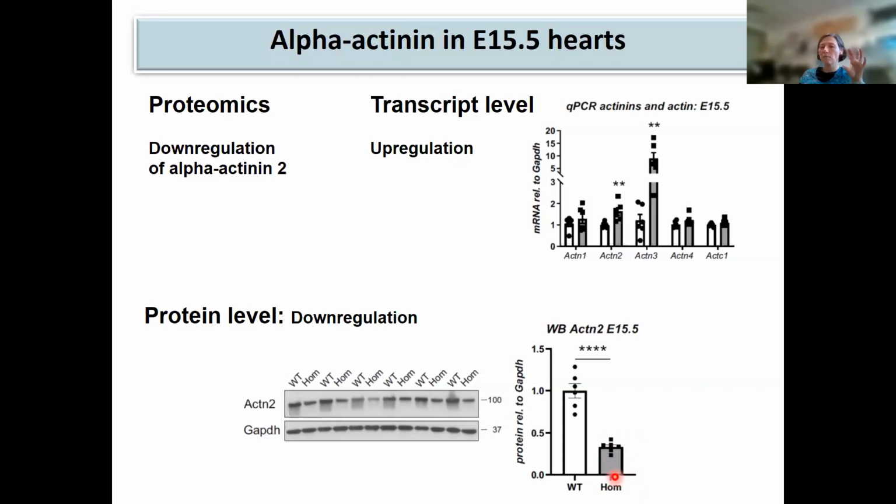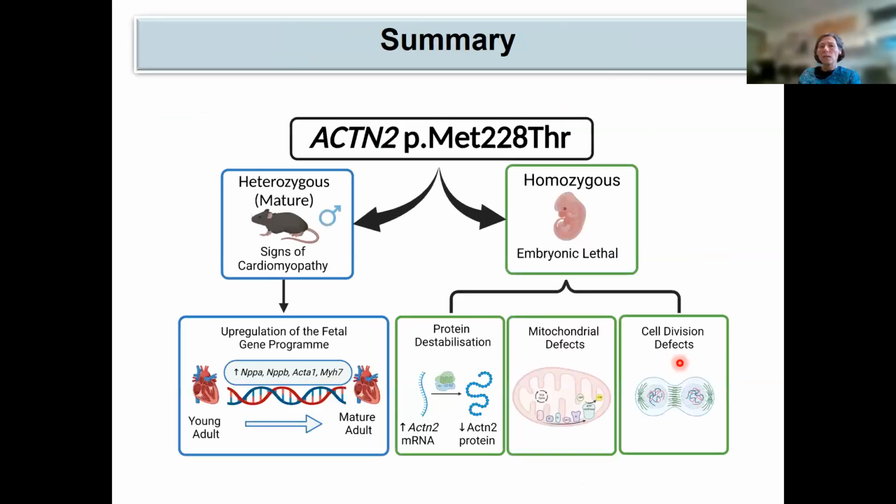Again, with proteasome as a hit in the proteomics experiments, this suggests degradation by the ubiquitin proteasomal system. And we think the upregulation of the transcripts is a desperate measure of the cells trying to increase the amount of alpha-actinin.